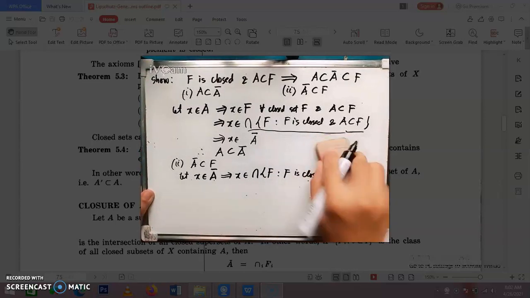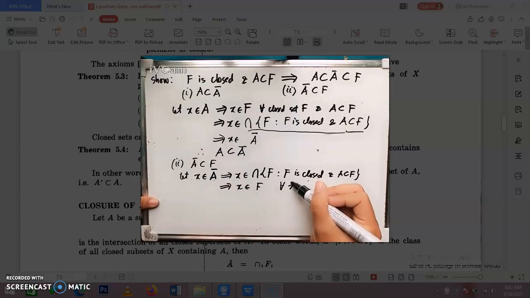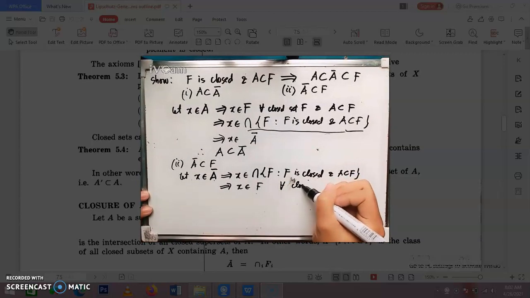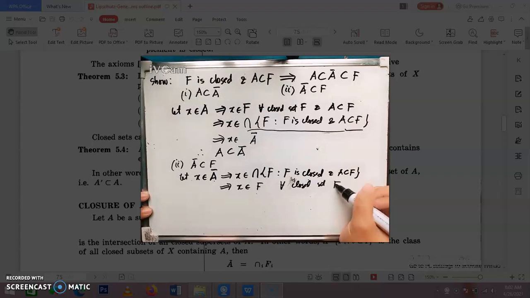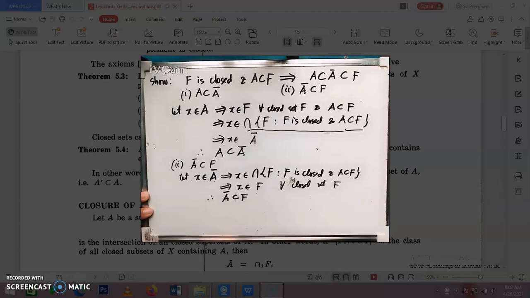Now in that case, we have here X is in the intersection. It means X is in F. It is in F for all F, for all closed set F. In that case, we have shown here that X is in F. Therefore, we have the closure of A is a subset of F.